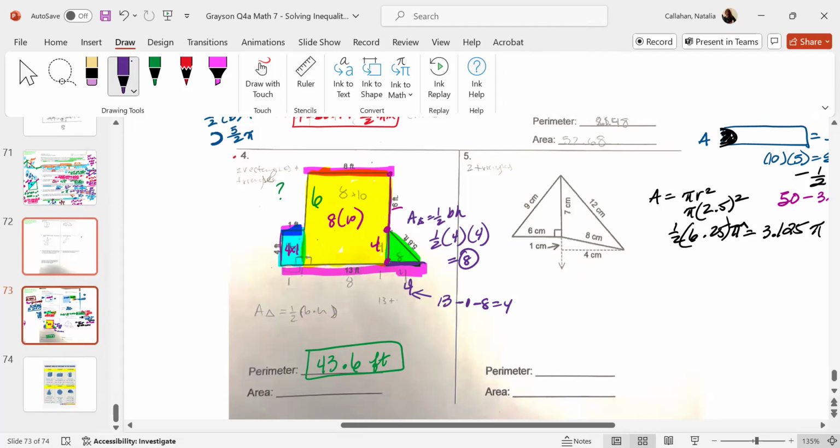Add them together. Your area is going to be 4 plus 80 plus 8.